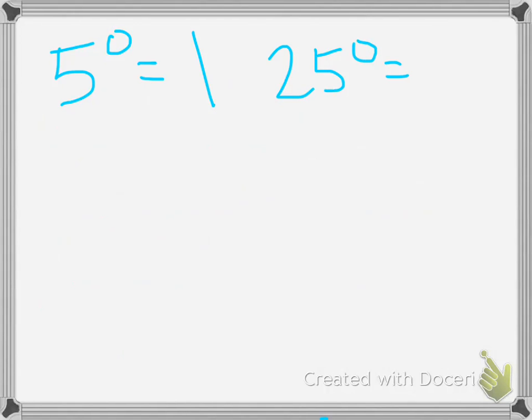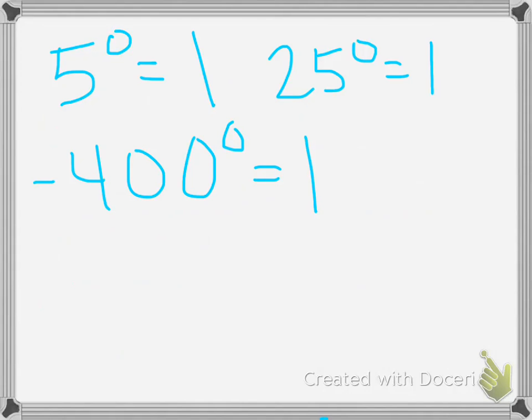Our last property is the zero property, which is actually probably the easiest one. It says that if you have any number to the power of 0, it equals 1. So, for example, we have 5 to the power of 0, and that equals 1. And then if we have 25 to the power of 0, that equals 1. If we have negative 400 to the power of 0, it equals 1. And so on and so forth. And this rule does work for positive and negative numbers.